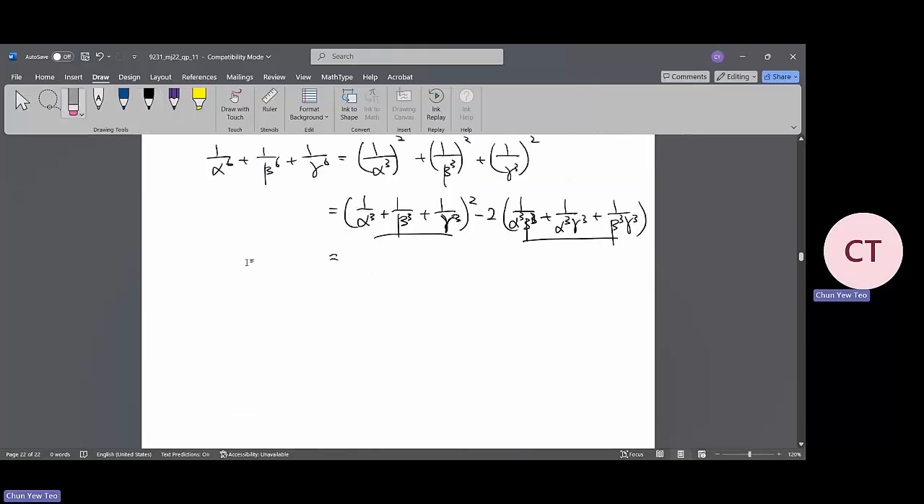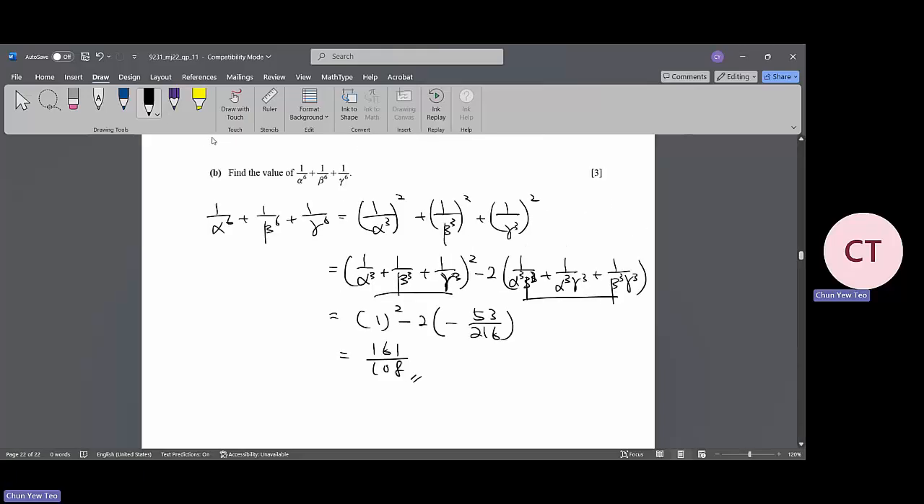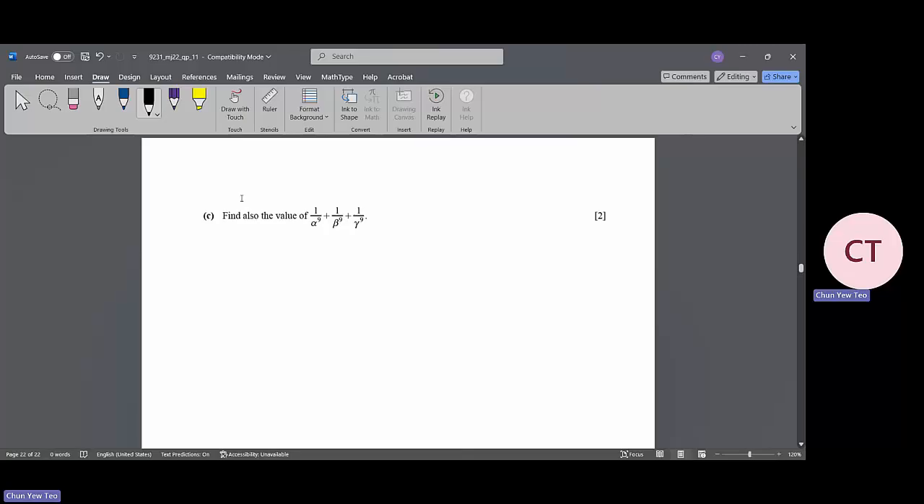So from here, we just take it out. This will be a 1 square minus a 2 of negative 53 over 216. Press the calculator, then you will get the answer as 161 over 108. So this will be the answer for part B. Now we are going for C.